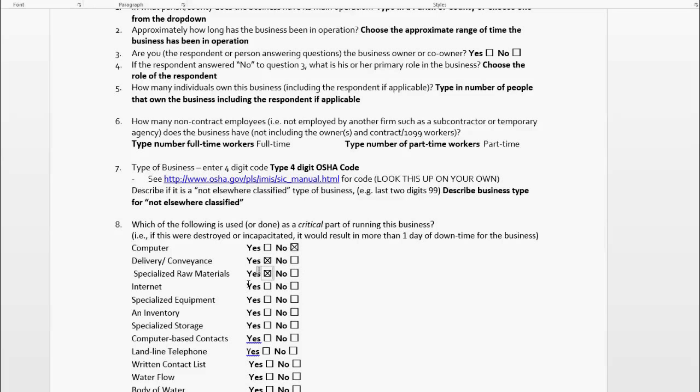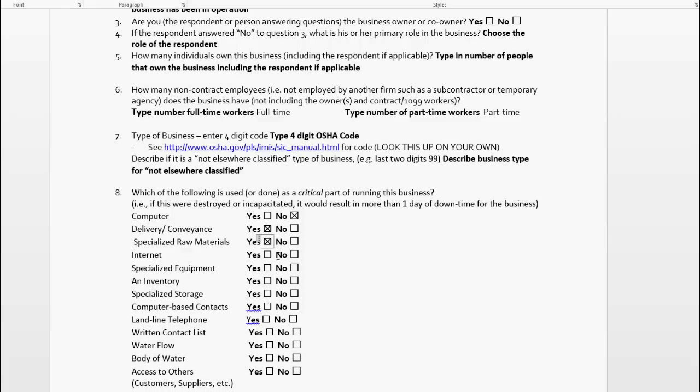With respect to the internet, is it imperative that I have internet access, which is possibly different from having computer access? And in my case, as a donut shop, probably no. I don't really need to have internet access to do my job. Specialized equipment, for my donut shop, there probably is a specialized machine that actually makes the donuts, so I'm going to check yes on that.